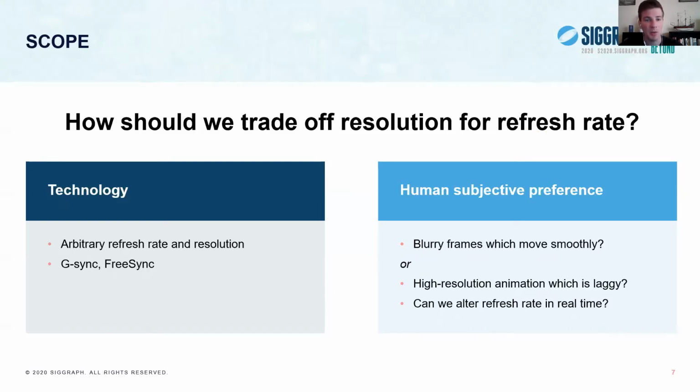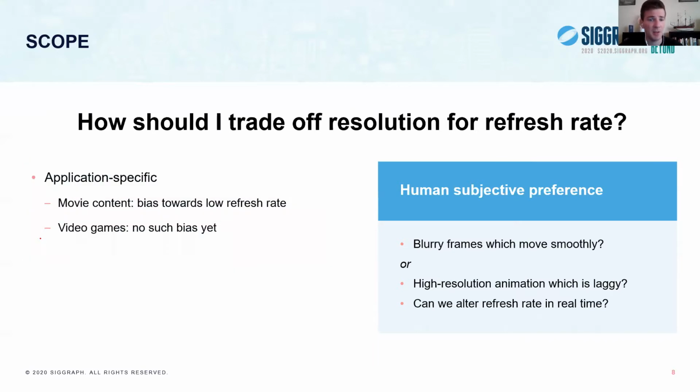Second, we need to consider human subjective preference. Do humans actually prefer blurry content, which moves smoothly, or laggy, high-resolution content? Also, are they happy with this trade-off changing in real time? As it turns out, the answer is application-specific. Especially for movie content, humans are extremely biased towards low refresh rate. Hence, our work investigates the latter question in the context of the less explored area of video games only.